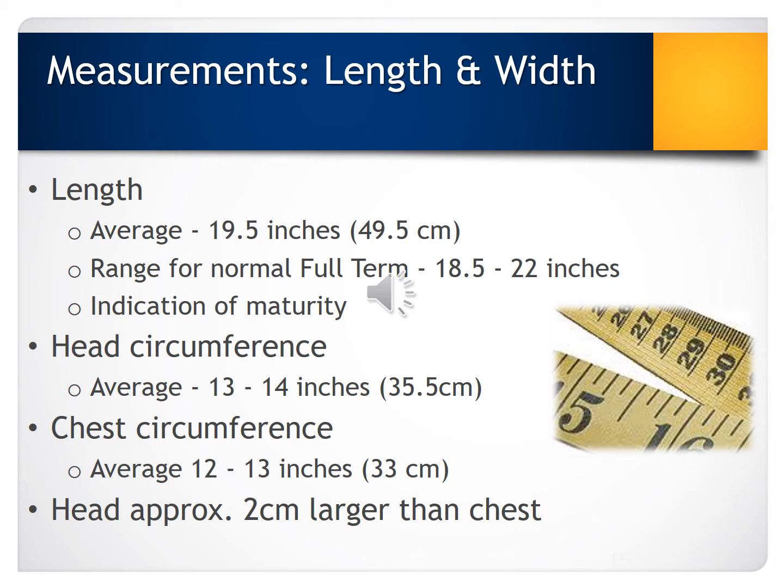We also measure the head and chest circumference, keeping in mind that the head is slightly larger than the chest circumference, and we measure both at the greatest diameter of the head and of the chest. For the chest, we come across the nipples, and around the head, we come across the biparietal surface, that diameter.